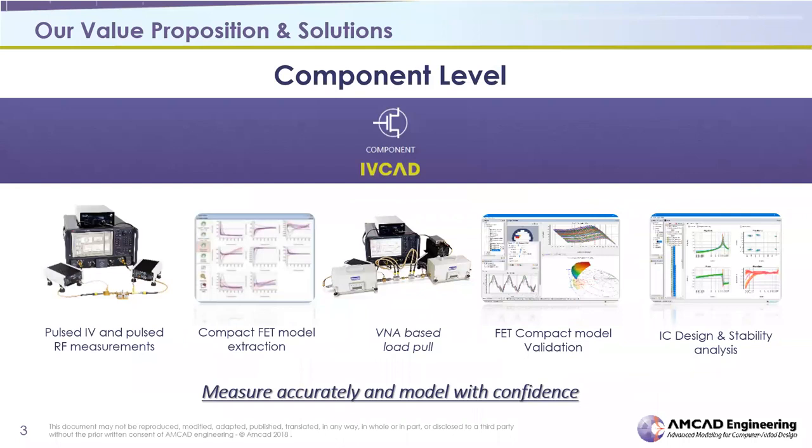From the component level, of course, we start with pulsed IV and pulsed S-parameters, or pulsed RF measurements, in order to extract a compact model. Following the compact model, you need a load pull system to validate that model and to refine the model as well. And finally, you can do the stability analysis of the design, because believe it or not, amplifiers don't work the first time. They are prone to oscillation and instabilities. So you need a tool for that to be able to get your design sorted out. This is proposed in the software called IIT. The idea here is to have accurate measurements and models so you can go through these steps.